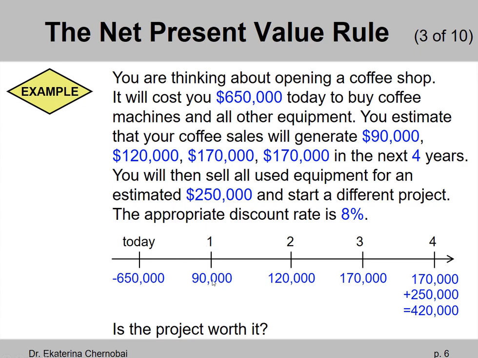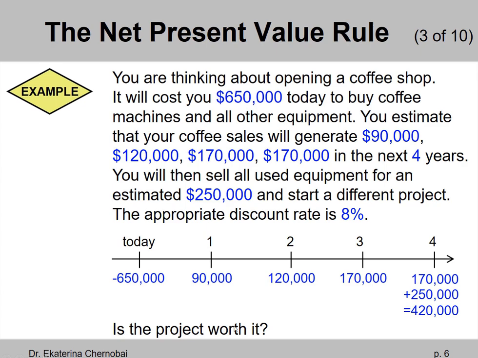At the end of the first year, you put $90,000 in profit from sales, right? Which was given. At the end of the second year, you put $120,000. At the end of the third year, you put $170,000. At the end of the fourth year, you put $170,000 again, plus another $250,000, which is how much we get when we sell all used equipment. So why don't we simplify what's going on at the end of the fourth year and replace it with the sum, $420,000. So $170K in profit from coffee sales plus $250,000 from selling all used equipment is simply $420,000 that would be coming in that year.